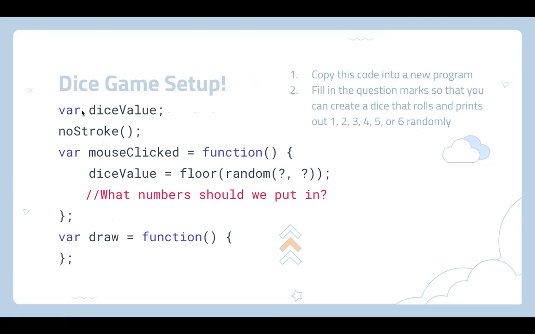Okay, so here's the setup. This is basically what I was talking about. As you can see in this example, we have a variable dice value that's declared. Then we have noStroke just because it's a style preference. We make our mouseClicked function, and inside the mouseClicked function, we have dice value equals floor, so we make it a random integer between what should these numbers be? Should it be between... that's a tough one. That's for you guys to decide. What numbers do you think we should put in?